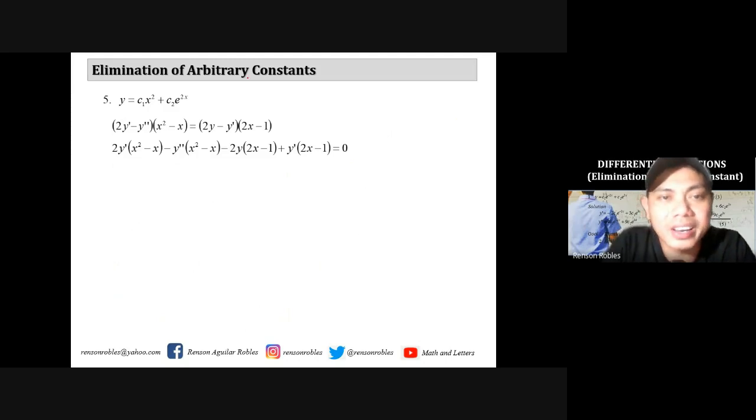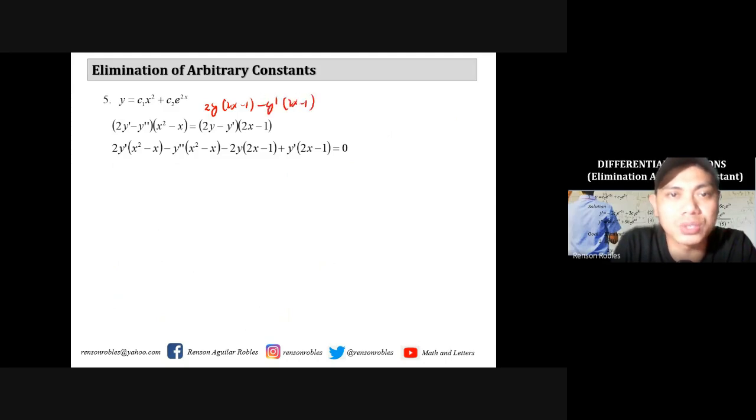And then what I did here is I just transpose this on the other side. That's why this is -2 and this one is plus y prime. Okay, again, this is 2y times 2x minus 1 minus y prime times 2x minus 1. And then these two expressions are transposed on the other side. That's why this is -2y times 2x minus 1 and positive y prime times 2x minus 1.